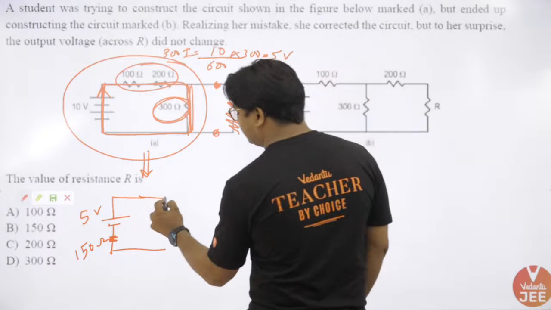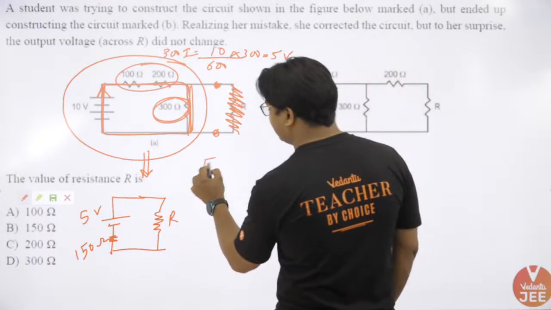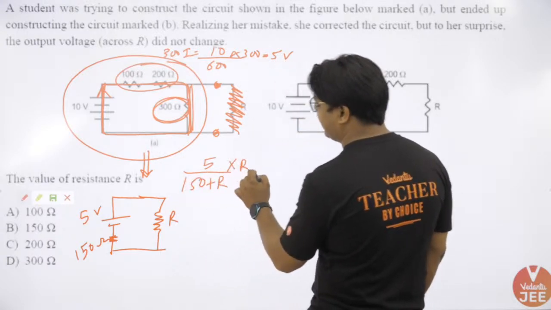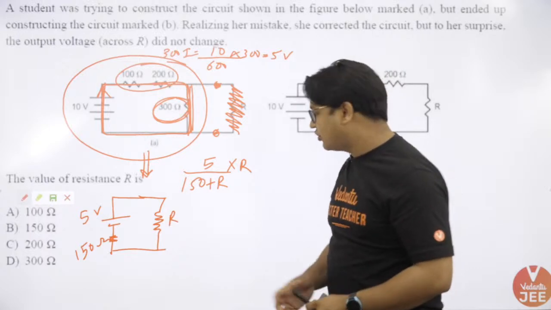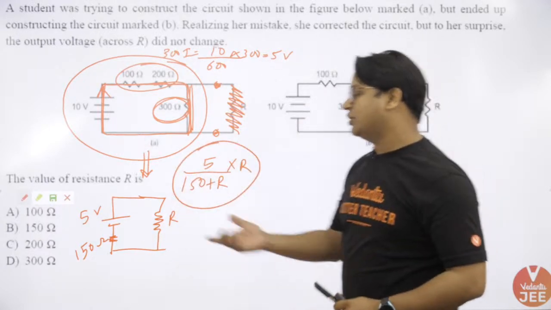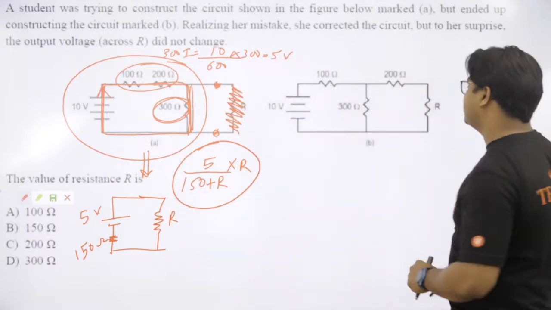Alright, now you assume R to be present here. If R is present here, then the current in this circuit is 5 divided by 150 plus R, and this current multiplied by R will give us the potential drop across this resistance. So we have obtained the potential drop across the resistance in the first circuit. We are going to do a similar process for the second circuit.